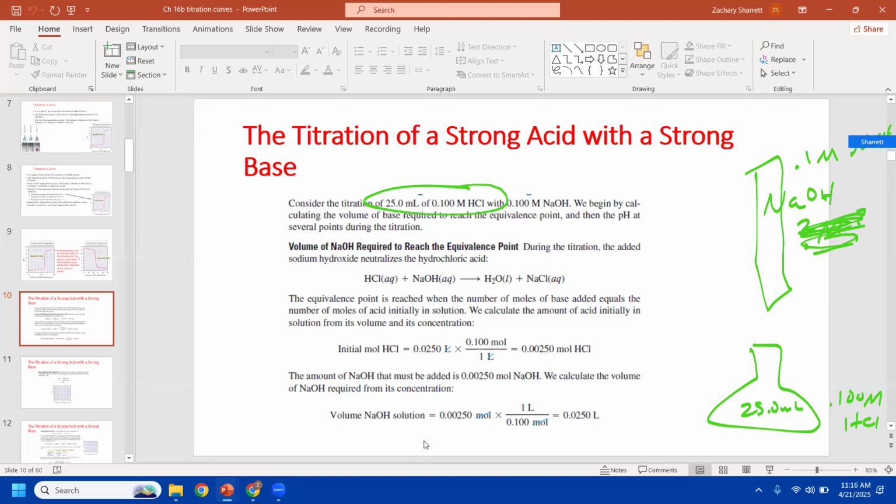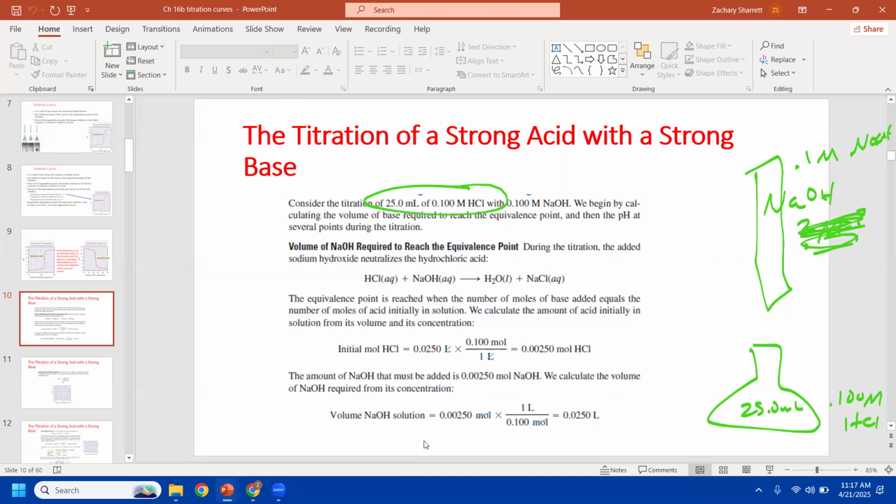So can we calculate exactly how many mL of NaOH it will take to neutralize all of this HCl in here? What do you think we should do in this case? Robert, how would we calculate it?